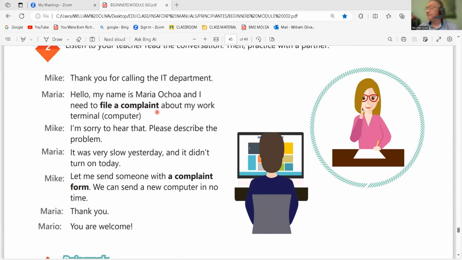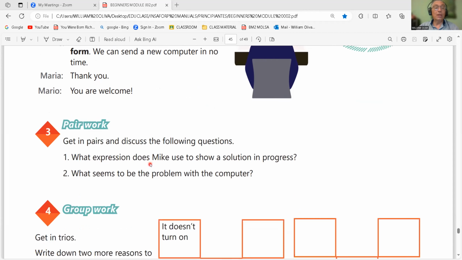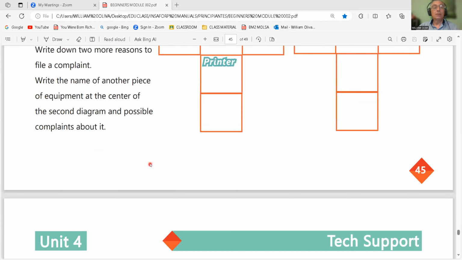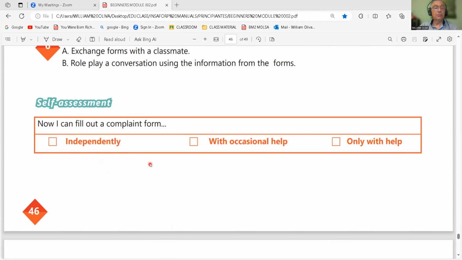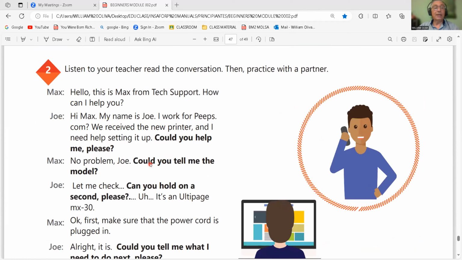Page 47, number 2, we have a dialogue right here.